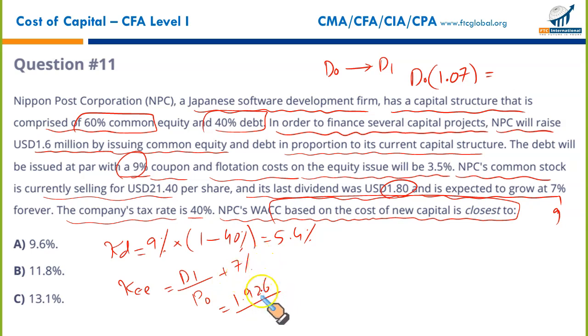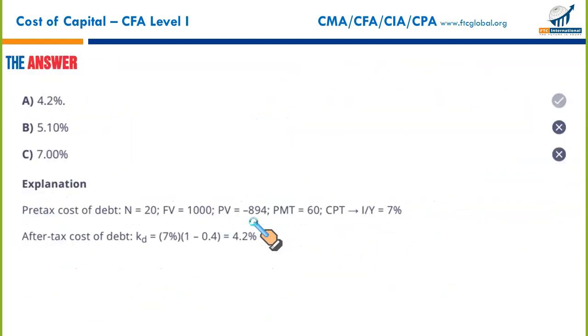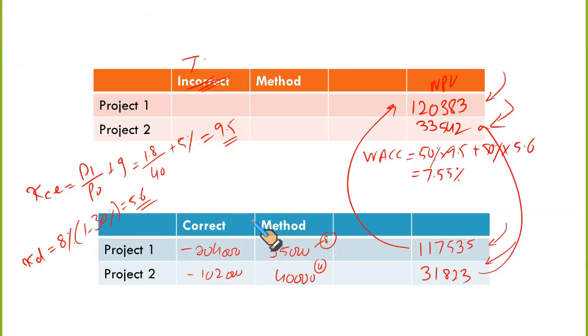1.926 divided by the current share price, that is 21.4. To this add 7%, simplify the result: 1.926 divided by 21.4, and to this add 7% gives you 16%. The question that you should ask me is why I have not considered the flotation cost. Since we have just agreed that flotation cost is considered as an outflow at year 0, that is the correct approach.